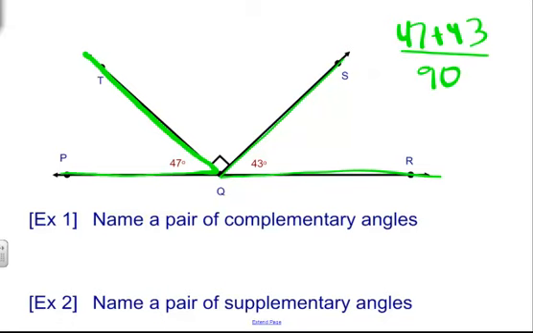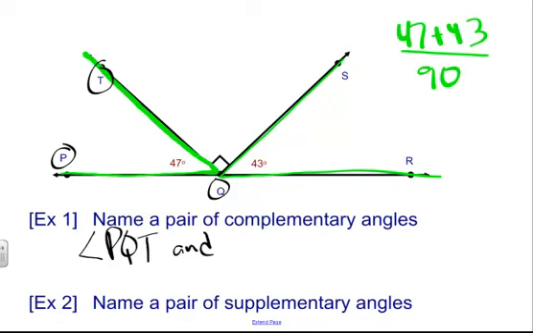So I can say that angle, that's how you write angle, PQT, and angle SQR add up to 90 degrees. Okay? It's important that that Q is in the middle because that's where the actual angle is. That Q has to be in the middle. You could have called this one TQP and this one RQS, but it doesn't matter. That Q needs to be in the middle. So the reason those are complementary is because they add up to 90 degrees.